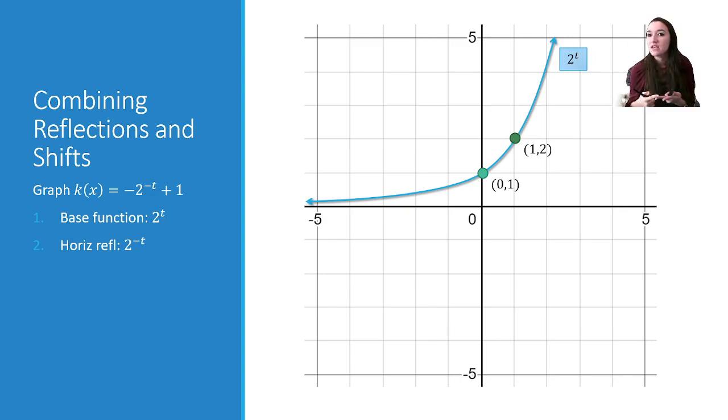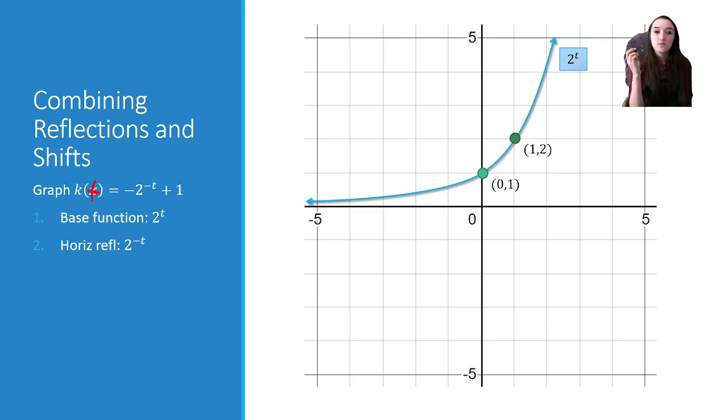where x or t or whatever the variable is. So in this case, I'm so sorry, this should say k of t, the variable is t, so make sure in your notes you change that. k of t equals negative 2 to the power of negative t, plus 1.